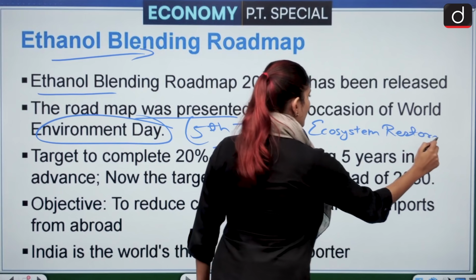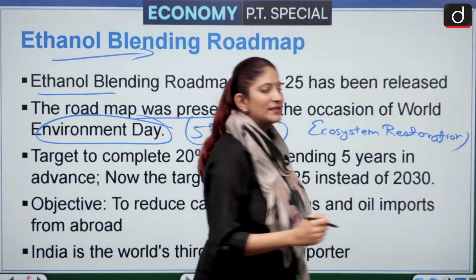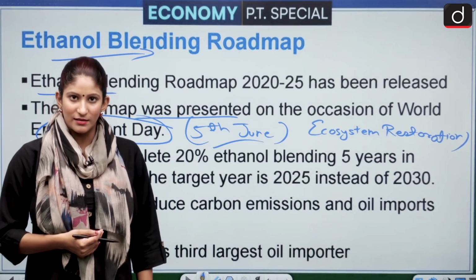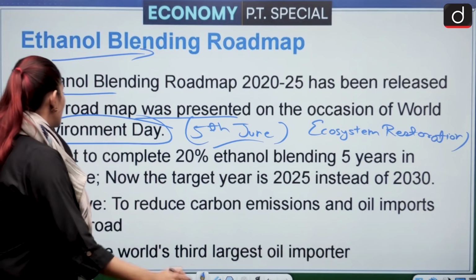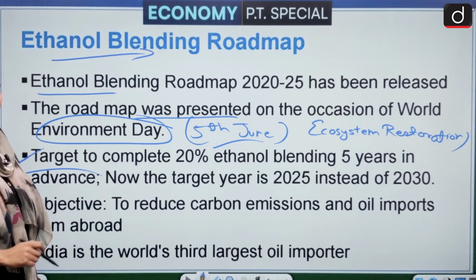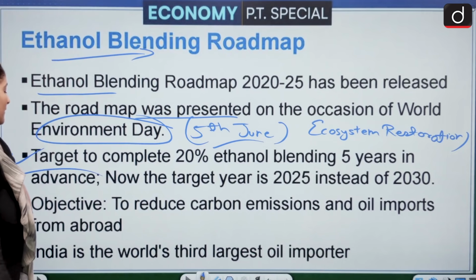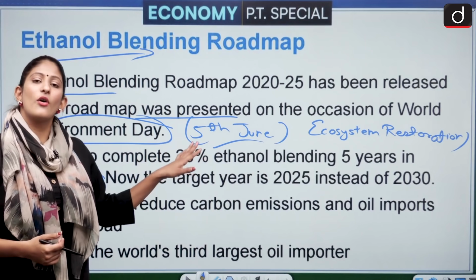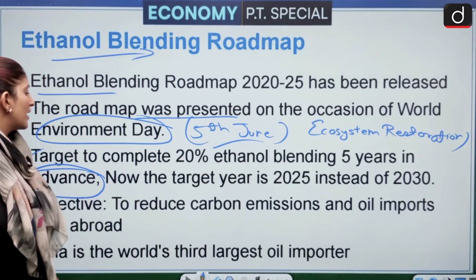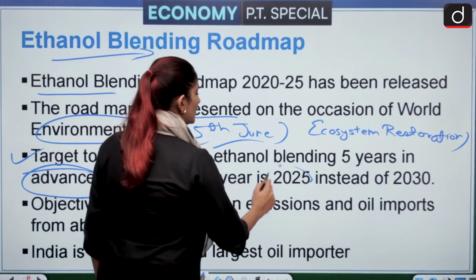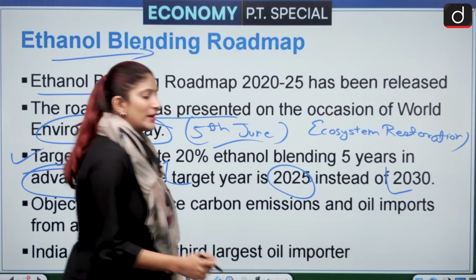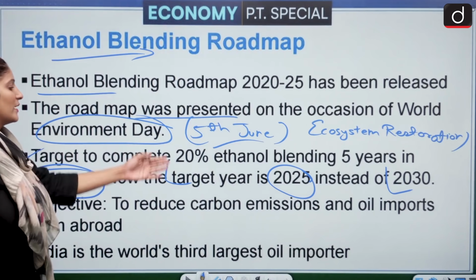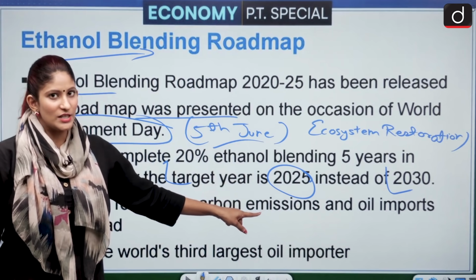Ecosystem restoration was the theme, and the UN Decade for Ecosystem Restoration has been kicked off this year on 5th of June. The target to complete 20% ethanol blending is going to be 5 years in advance. The revision of the date has been done and there has been an advancement, and now the target year is 2025. Earlier it was 2030. Now the plan is to increase ethanol blending of fuels to 20% to be achieved by the year 2025.